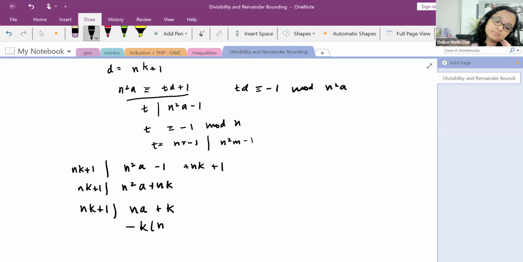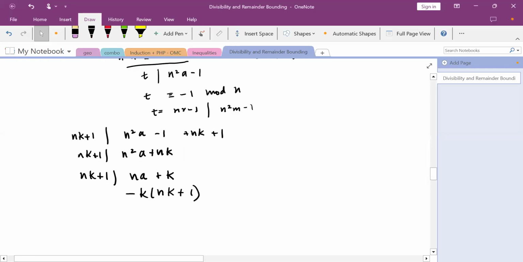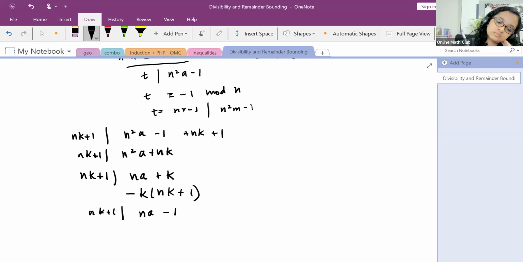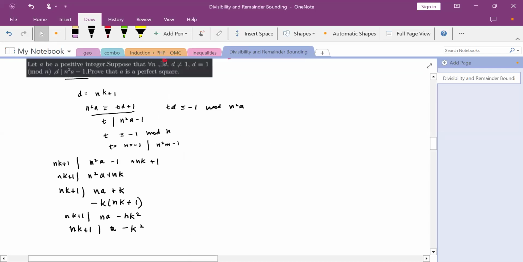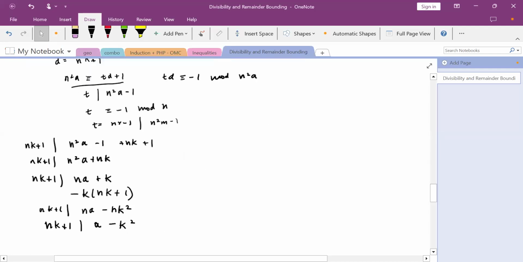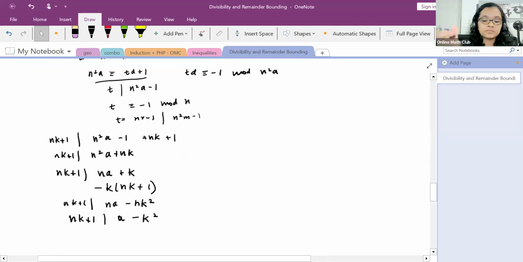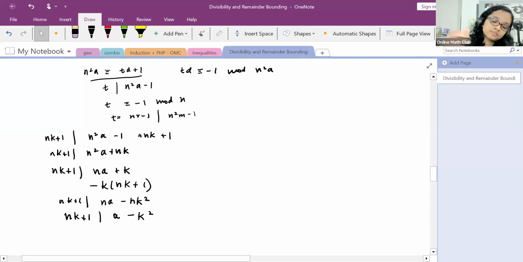Okay. So we get that NK plus 1 divides NA minus NK squared. And now we can again take out N. So we get NK plus 1 divides A minus K squared. And I think if you take N sufficiently large, NK plus 1 will become greater than A minus K squared. So we have that A minus K squared has to be 0.